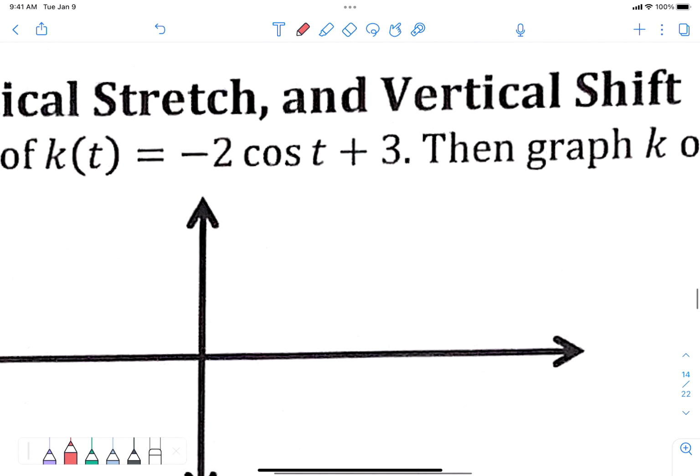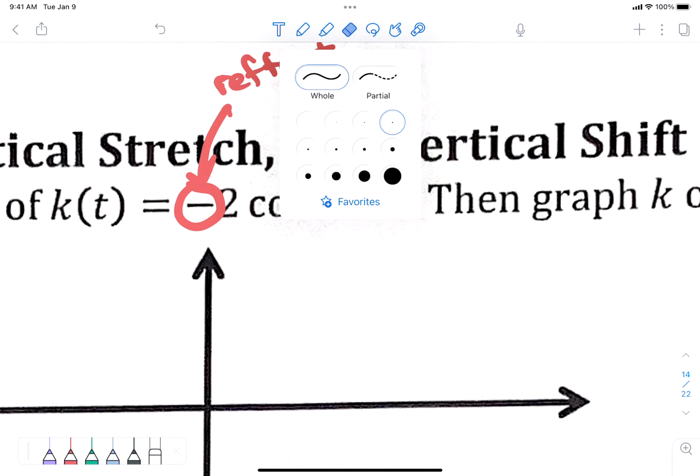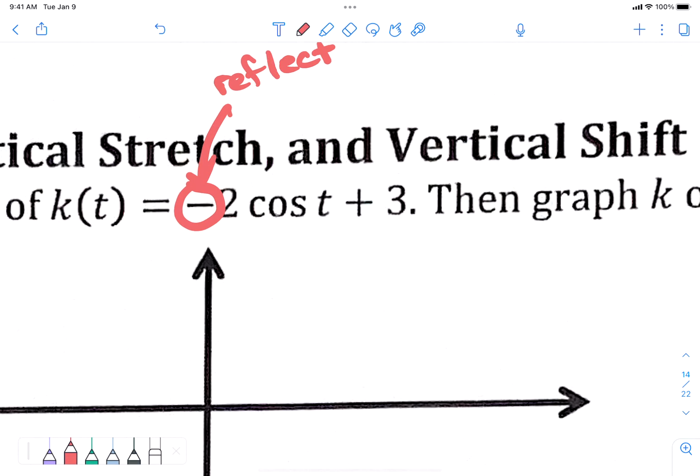We need the negative. Label these things. Negative means reflect. R-E-F-L-E-C-T. I don't know. I didn't spell that right. Oh, reflect. The 2 changes the amplitude. And last thing, what does the 3 do? Up 3.